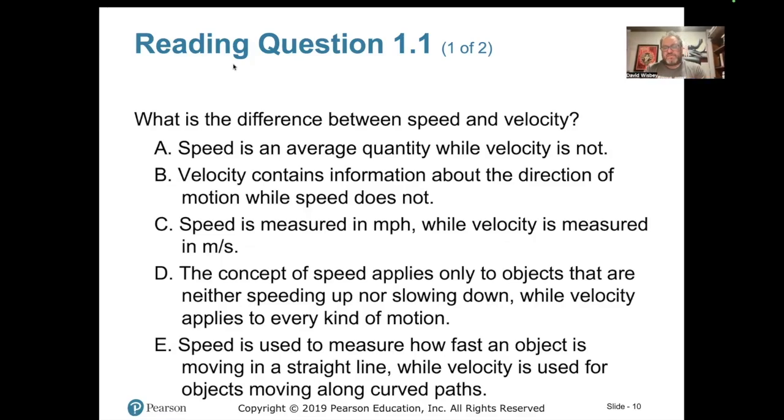The concept of speed applies only to objects that are neither speeding up nor slowing down, while velocity applies to every kind of motion. No, that's not true. An object can have a speed and a velocity, whether it's speeding up or slowing down. Speed is used to measure how fast an object is moving in a straight line, while velocity is used for objects moving along a curved path. No, that doesn't make any sense. So I think we agree that velocity contains information about the direction of motion, while speed does not, and that's the important thing. Speed is a vector? No, speed is a scalar. Velocity is a vector, so it has to point in a direction.